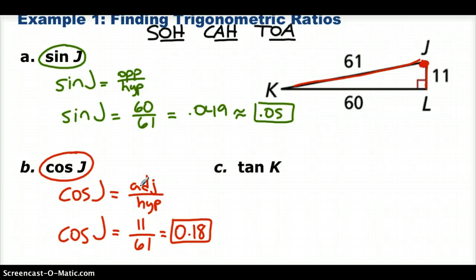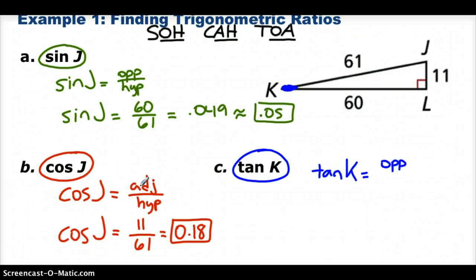And then finally, the tangent of K is the last one that we got to do. So I'm going to erase my red here. Okay, we're going to do this one in blue. So now we're talking about angle K, or this right here. And so the tangent, remember, I'm going to write the tangent of K is going to be equal to the opposite leg to the adjacent leg. Okay, that's the TOA part.